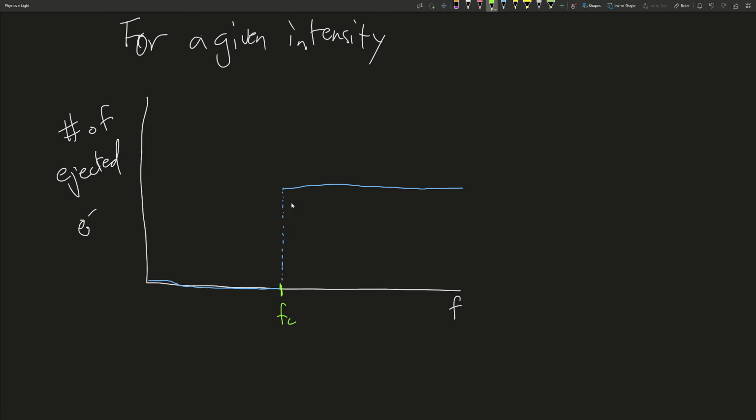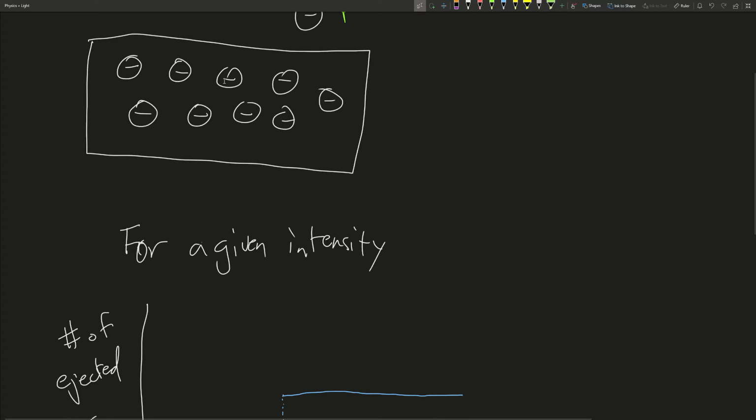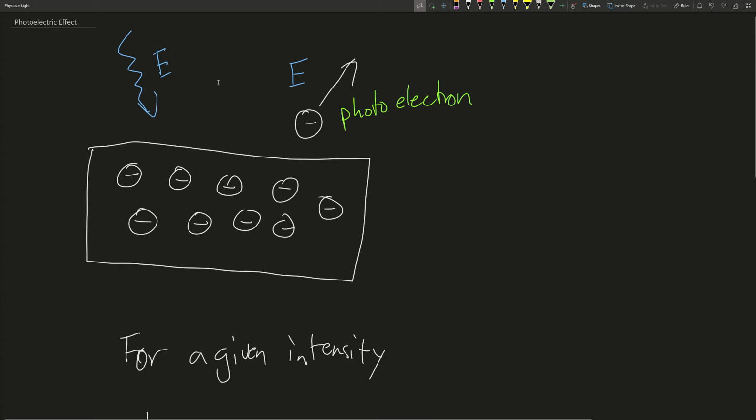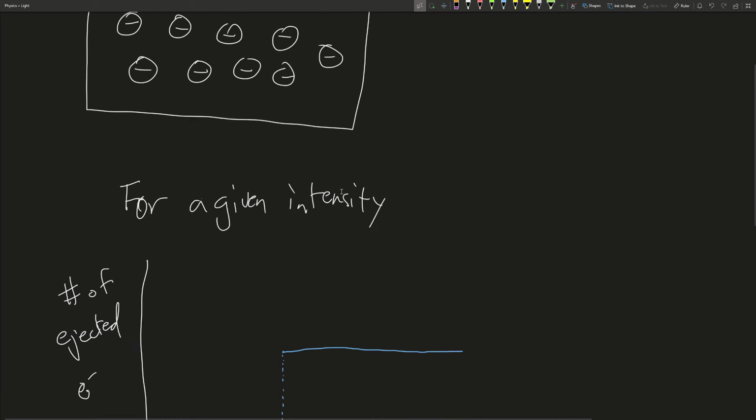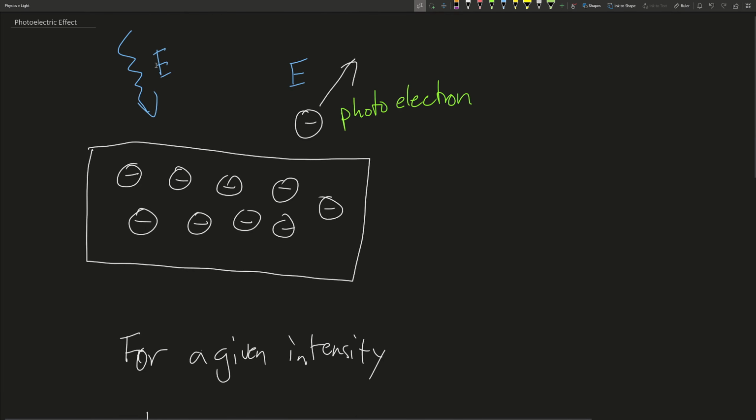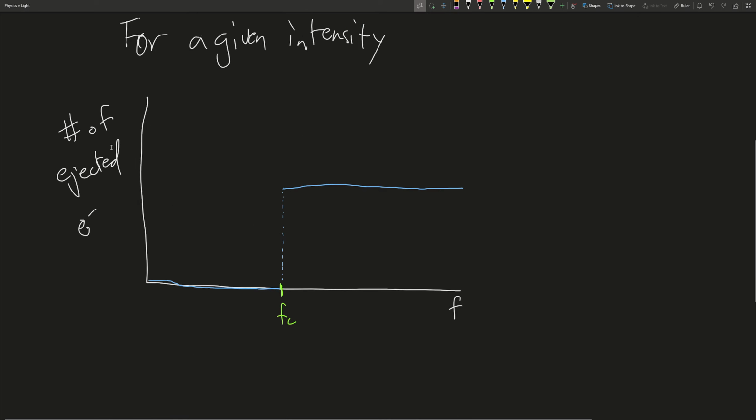Now, what does this mean? Well, the energy of a photon is directly related to its frequency. So once light reaches a certain frequency, meaning that it reaches a certain energy, it's able to start ejecting these electrons and creating photoelectrons. However, increasing the frequency beyond that cutoff frequency doesn't increase the number of electrons that are ejected. So this points to light being quantized.